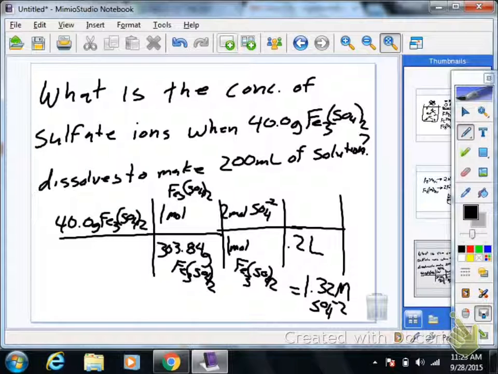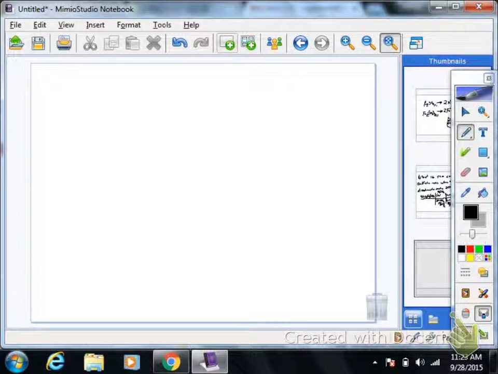On that problem, what if it was asking the concentration of iron? Like, how would you choose that? It'd just be 1 to 3. Up here it'd be instead of 2 moles, because of how it breaks apart, 3 to 2. Okay. All right. Last question.